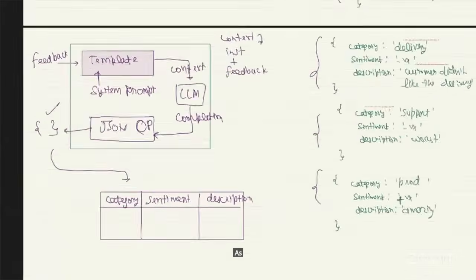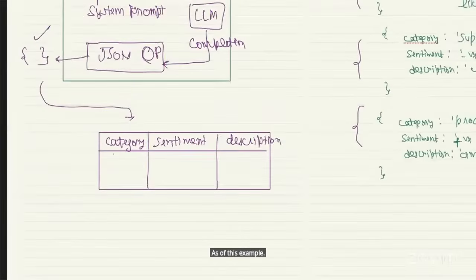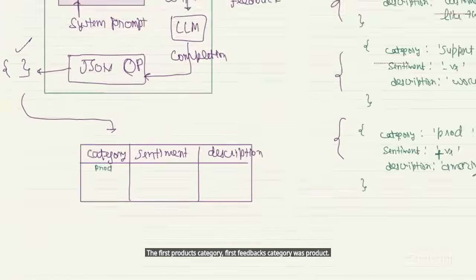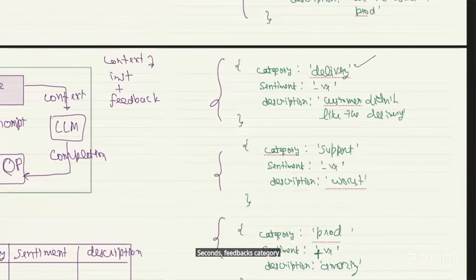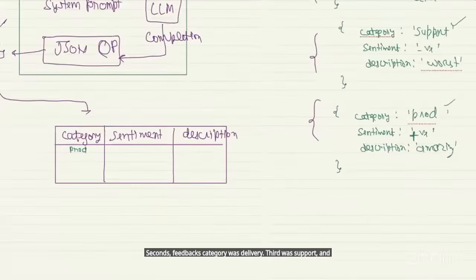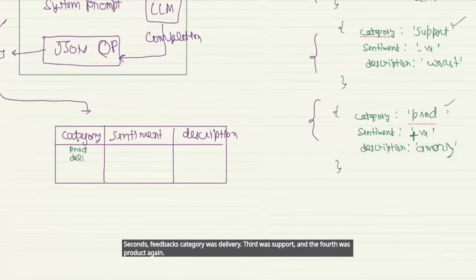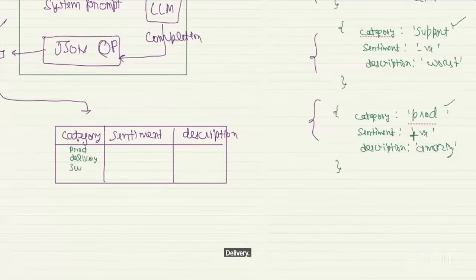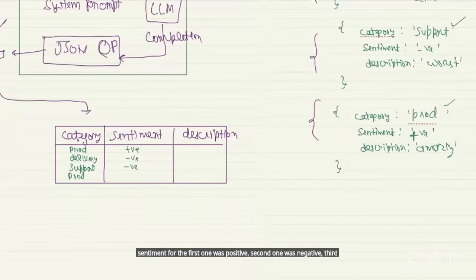As of this example, the first feedback's category was product. The second feedback's category was delivery. Third was support. And the fourth was product again. Got it? Sentiment for the first one was positive, second one was negative, third one was negative, and the fourth one was positive again. And there was some description as well.